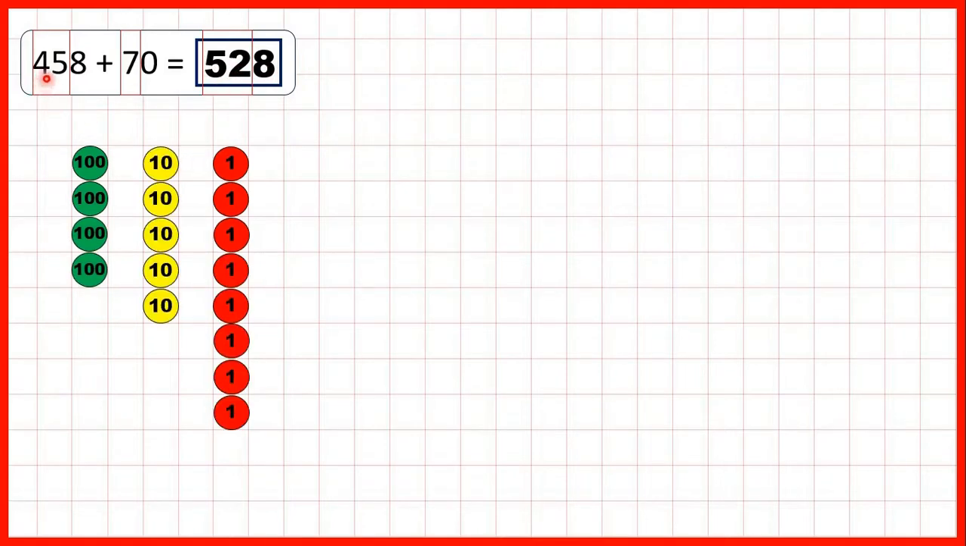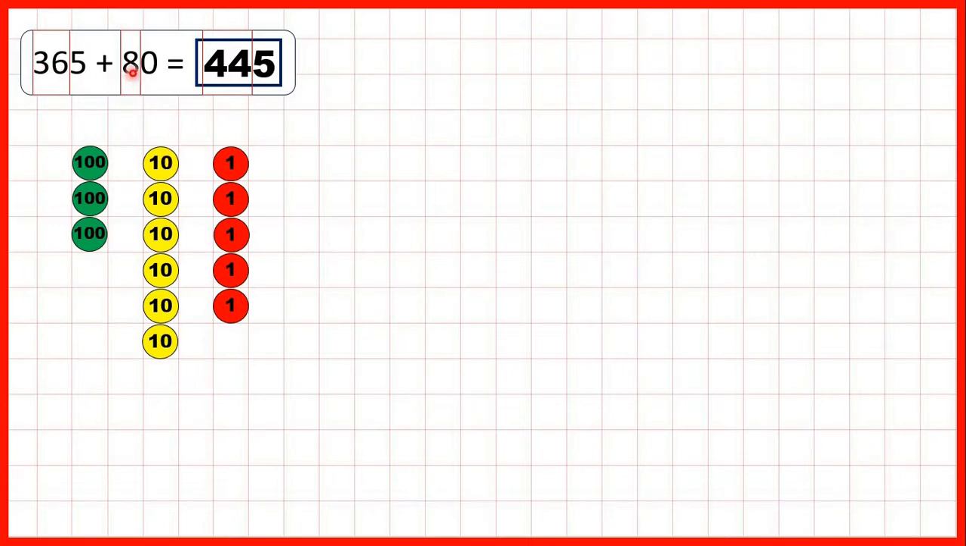Then we started with 458 and needed to add 7 tens. Now we can add 5 tens, regroup, and then so that we've added 7, we've added 5 already, so if we add 2 more tens, that's 7 tens added altogether, and we now have 5 hundreds and 2 tens in our answer.